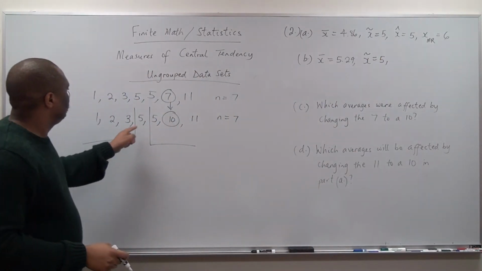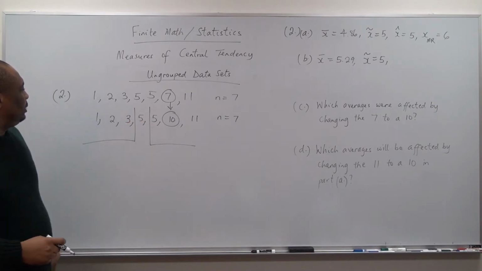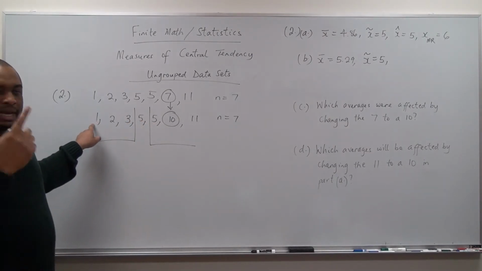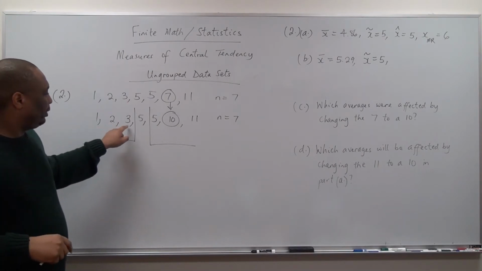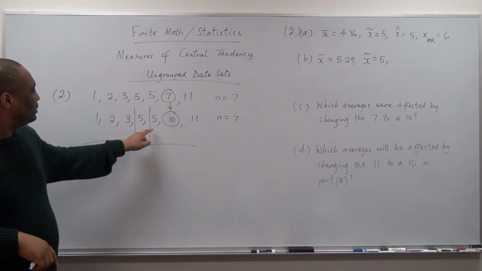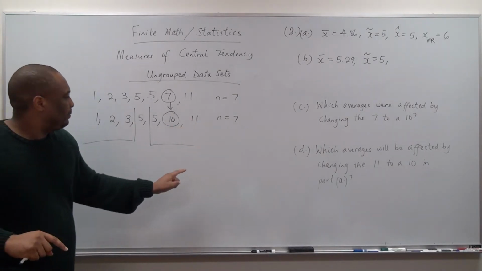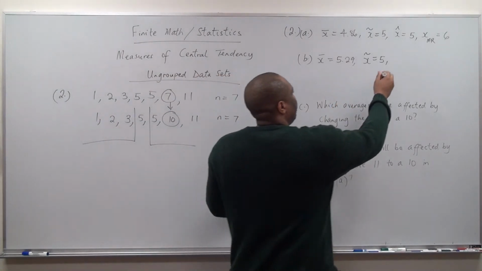Then the mode, we see that 5 occurred twice. 1 occurred 1 time, 2 occurred 1 time, 3 occurred 1 time, 5 occurred twice, 10 occurred 1 time, 11 occurred 1 time. So the mode is also 5.